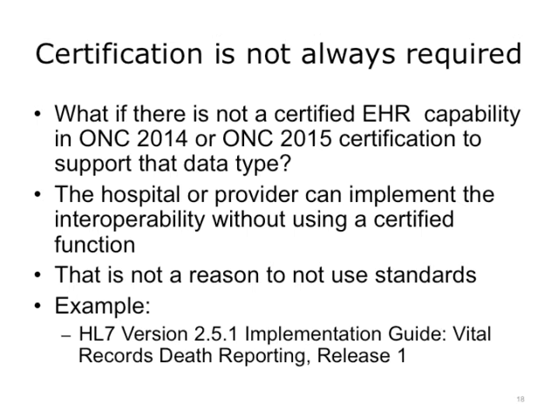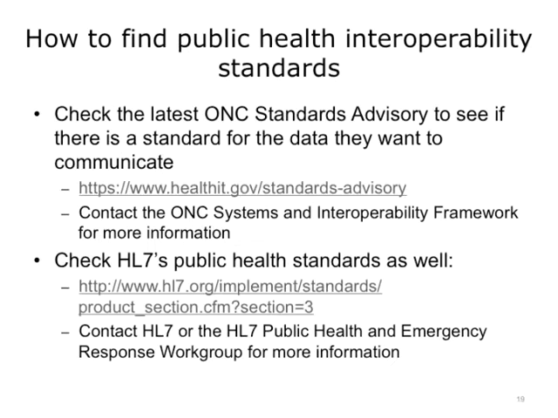For example, if you are implementing public health reporting to a death registry, HL7 provides a standard implementation guide that could be used for this purpose, called the HL7 version 2.5.1 Implementation Guide, Vital Records Death Reporting, Release 1. If the regulations do not name a specific standard, you should refer to the current ONC Standards Advisory to find the best standard for the public health reporting you are trying to do.